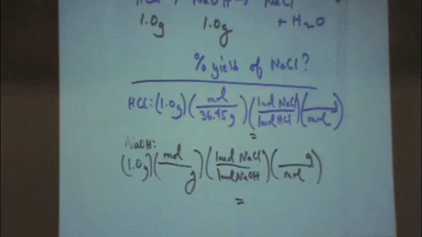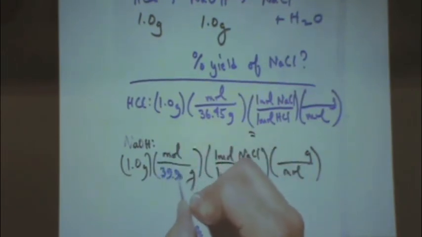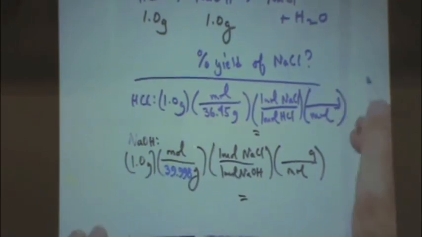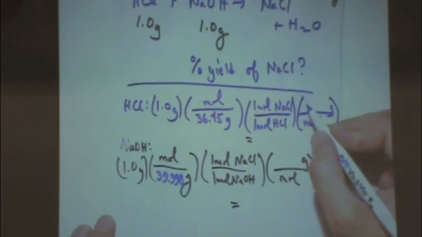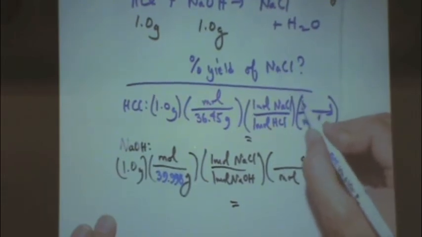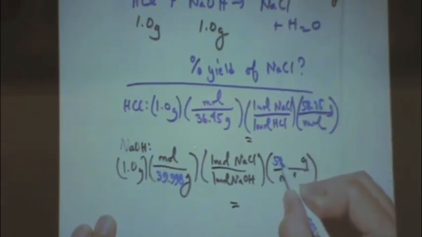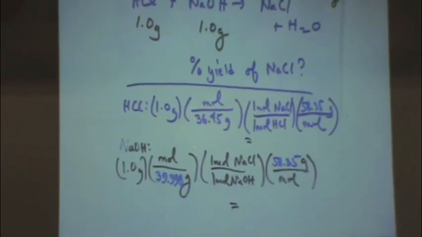Does anybody have the molar mass of sodium hydroxide on them? Beautiful, I knew somebody was on this. 39.998. And did anybody find that for sodium chloride? The molar mass, 58.35. There we go. Somebody is already way ahead of us, so I will get your number next. So there's all the numbers from the periodic table.